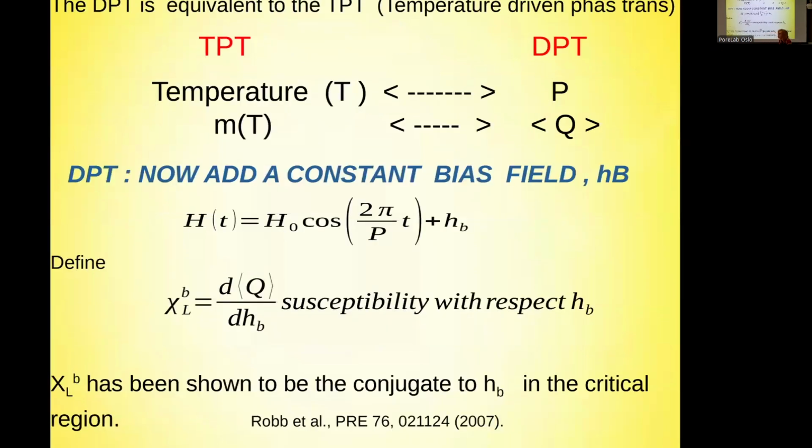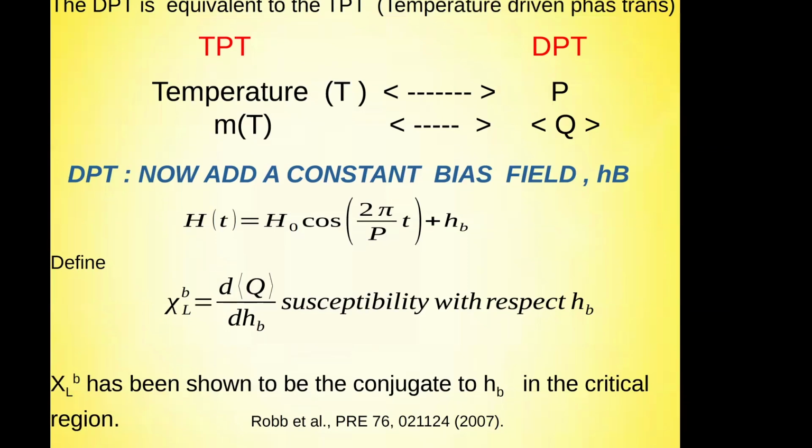Well, it is well known that this dynamical phase transition is equivalent to the thermal, or temperature-driven, phase transition. In the thermal phase transition, the system is driven by the temperature. In the dynamical phase transition, the system is driven by a field of period P. The order parameter in the thermal phase transition is the magnetization that depends on the temperature, and here it will be the average order parameter. Okay, this is a very well-known equivalence between dynamical and thermal phase transition.